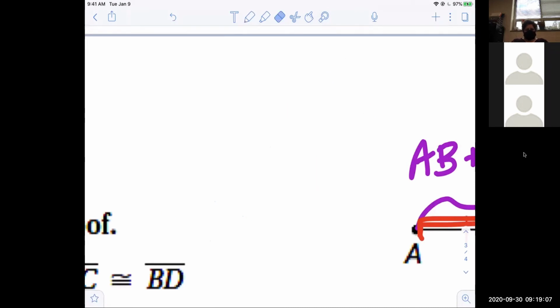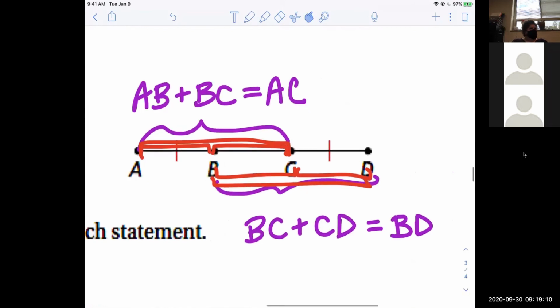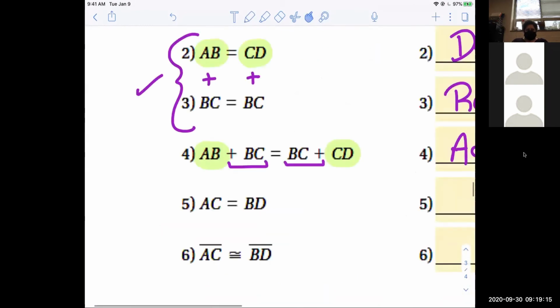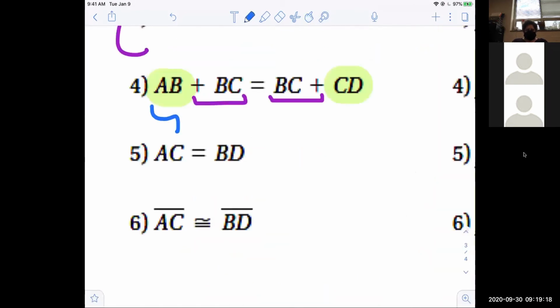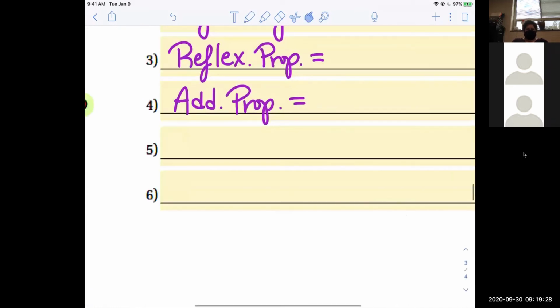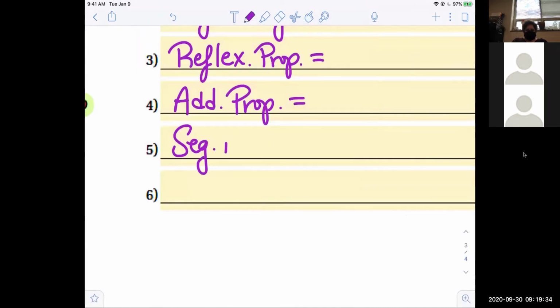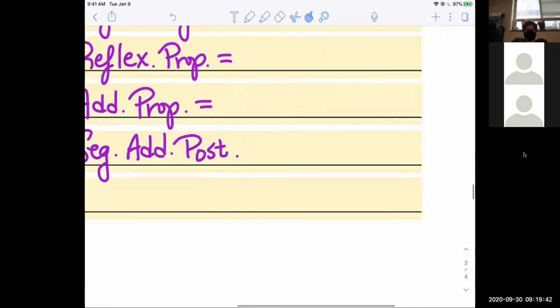Okay, so what they're doing is they're saying, hey, I know what AB plus BC is equal to. It's equal to AC. So they're literally just saying, let's replace this with AC, and take this and replace it with BD because of the segment addition postulate. You're kind of doing substitution at the same time, but segment addition postulate is kind of the more powerful of the reasons. So you could say segment addition postulate and substitution, but if you're going to put only one thing, you'd say segment addition.